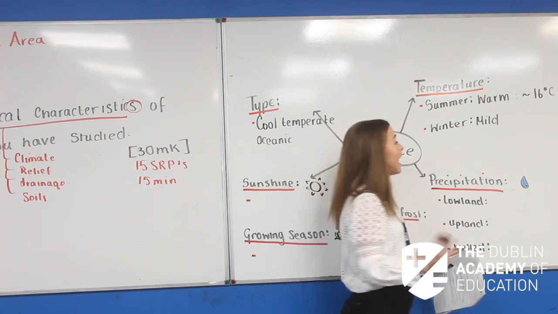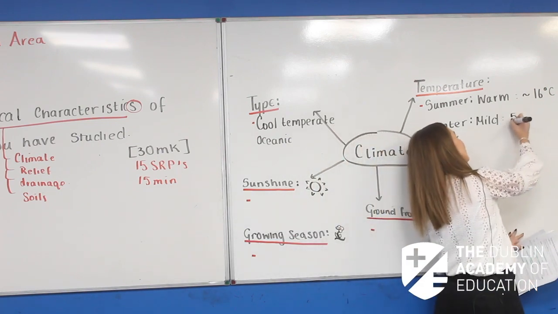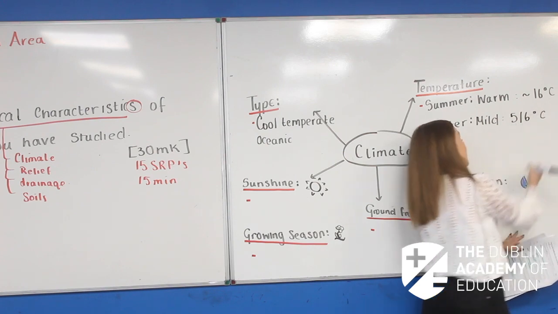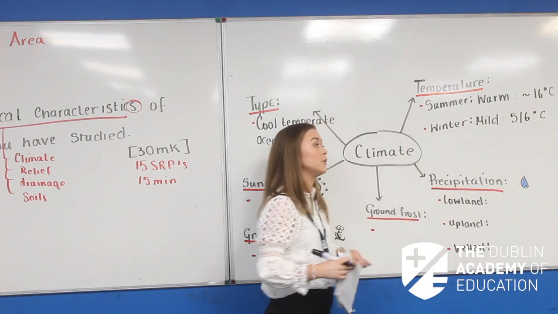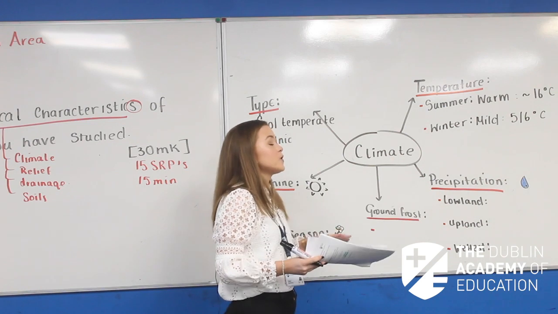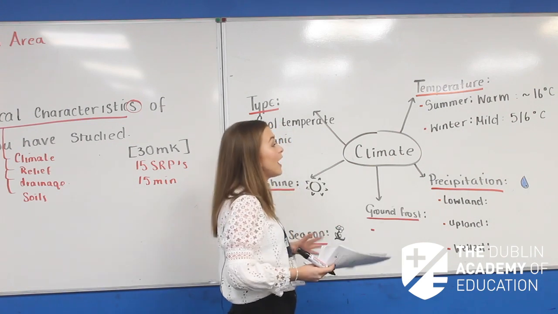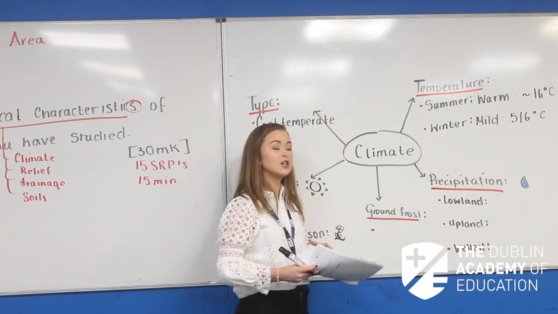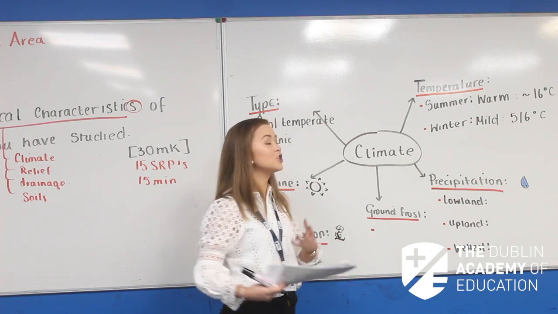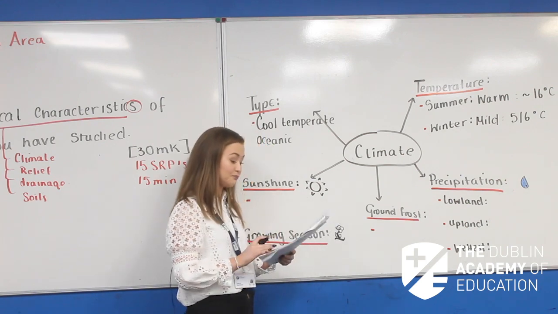Winters are mild, averaging between 5 and 6 degrees Celsius. So our winters are that little bit milder. Now, what that promotes is the growth of crops, because we do have warm summers and mild winters. And again, we're going to constantly mention agriculture, as I said here.